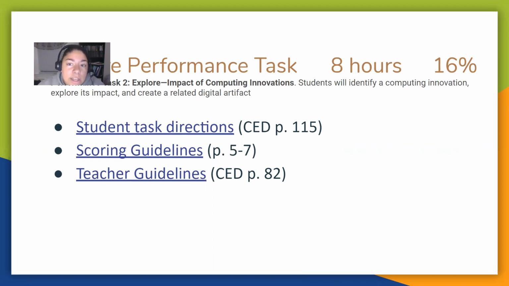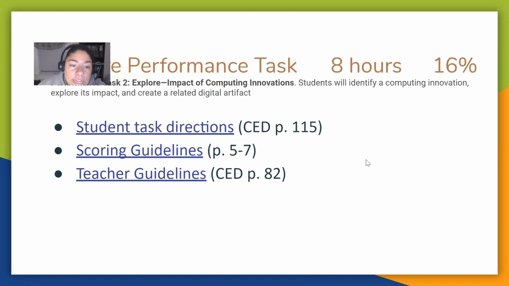The Explore performance task is a task that teachers must allot 8 hours of in-class time for students to complete, in sort of a research project, if you will, where students identify a computing innovation of their choice, and they research and explore the impact that it's had on society, and they also create a digital artifact to represent some effect that the innovation has had. The task overall counts as 16% of the overall AP CSP exam score.